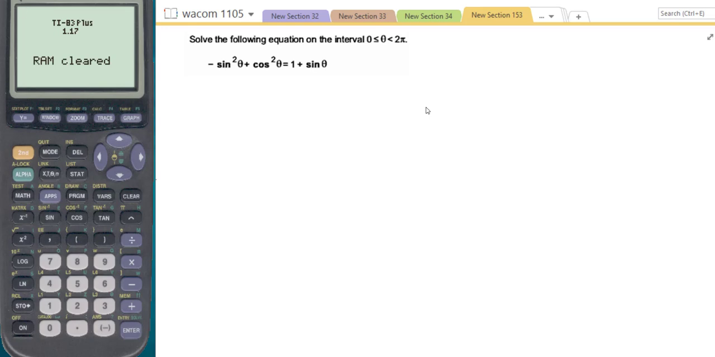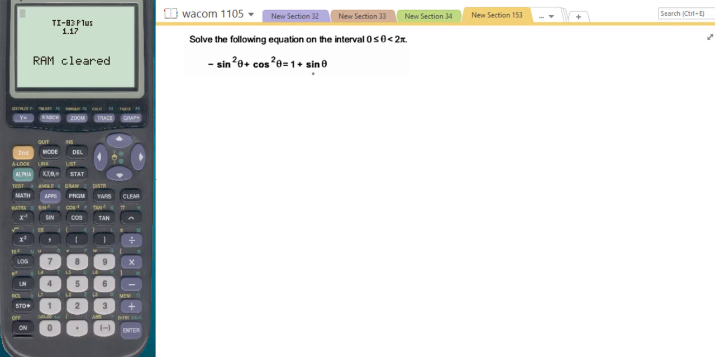We're going to look at a couple of trigonometric equations. So we have the following equation on the interval between 0 and 2 pi: negative sine squared theta plus cosine squared theta equals 1 plus sine theta. First of all, you would like to only have one kind of trig function. So I'm going to choose for us to have a sine, since we have sine in two places. All right, so we're going to work and just have sine.